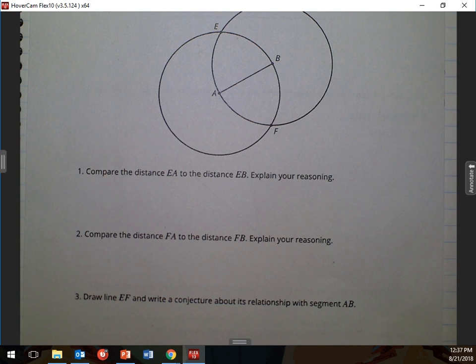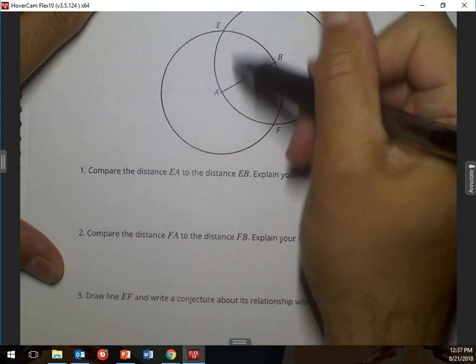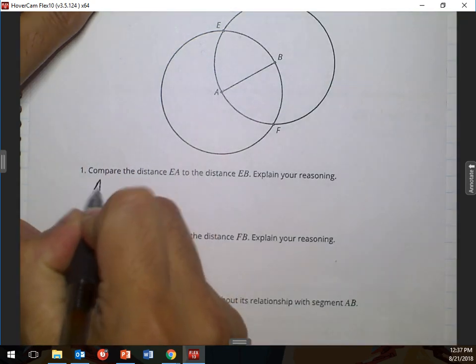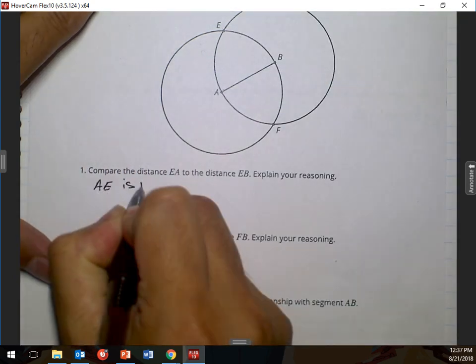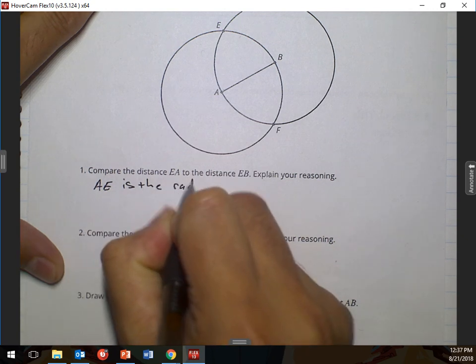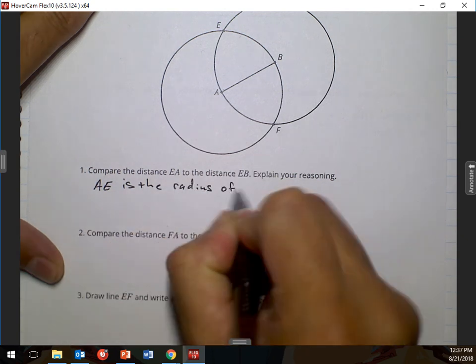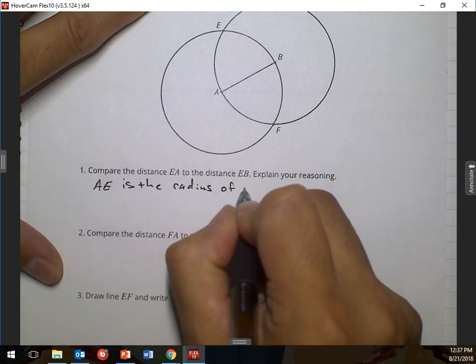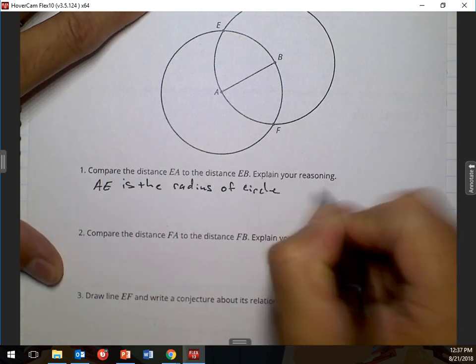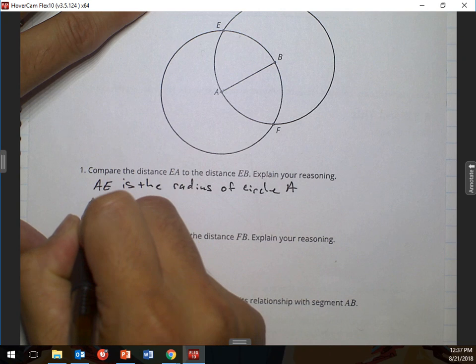It's the same circle for circle A, right? For circle A, AF is the radius, isn't it? And for circle B, BF is going to be the radius, right? So you guys are filling that in right now, right? So we could say AE and BE.